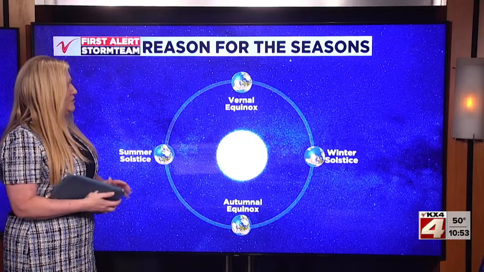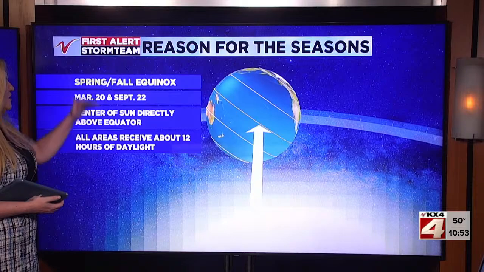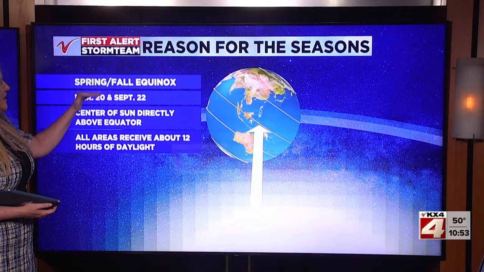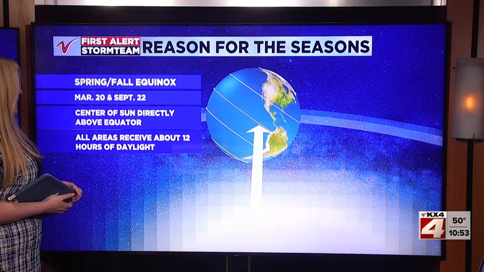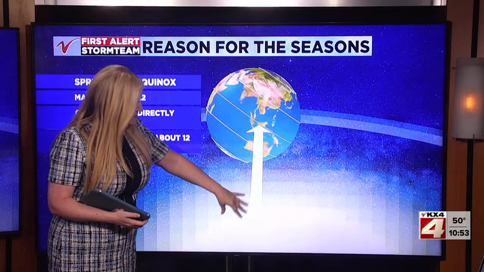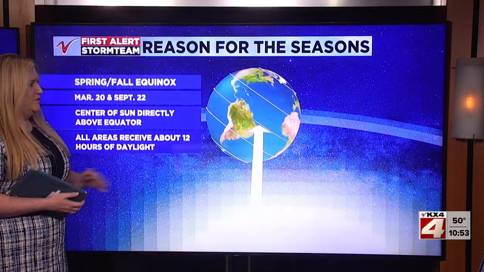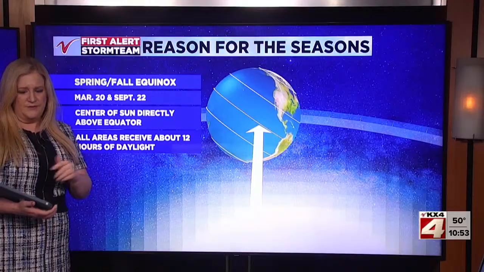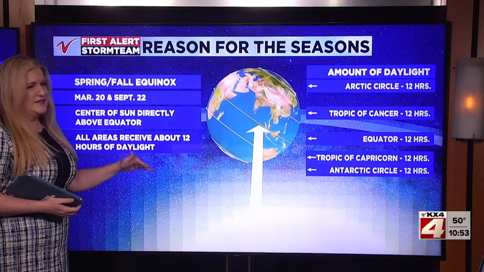So let's talk about what we're doing here as we're heading into the vernal equinox and the autumnal equinox. Both are at different periods of the year, but it's basically the same thing. The spring or vernal equinox was March 20th this year, and the fall equinox falls on September 22nd, so we'll see that in about 20 days or so. That is a time where the center of the sun's rays are directly over the equator. You can see the sun here, and its direct rays are most direct right over the equator. All areas of the Earth at this point in the year receive about 12 hours of daylight.